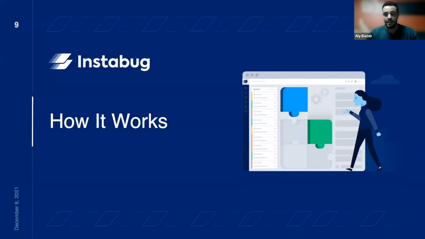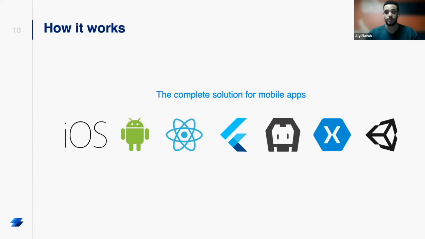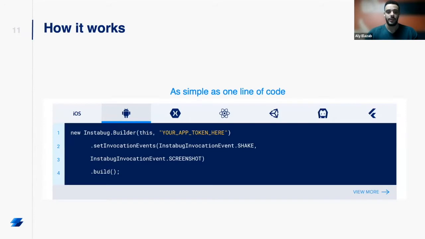Next slide, please. We'll be walking you through how it works. If you go to the next slide, please, Julie. Instabug supports many platforms: iOS, Android, React Native, Flutter, Cordova, and others as well. It's really easy to integrate Instabug. If you show the next slide, please, Julie. Yep, this one. To integrate Instabug is just a simple line of code. Just include this line of code in your application, and Instabug is ready to go. So we can move to the next slide.